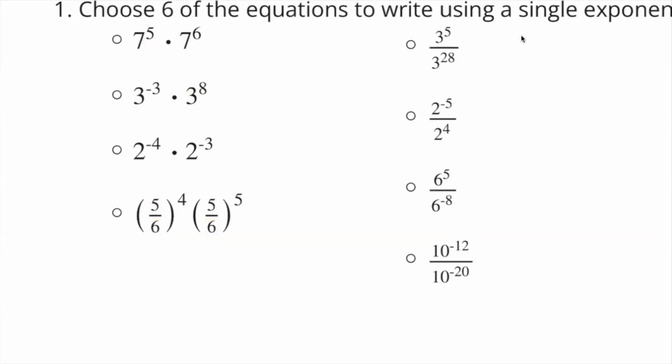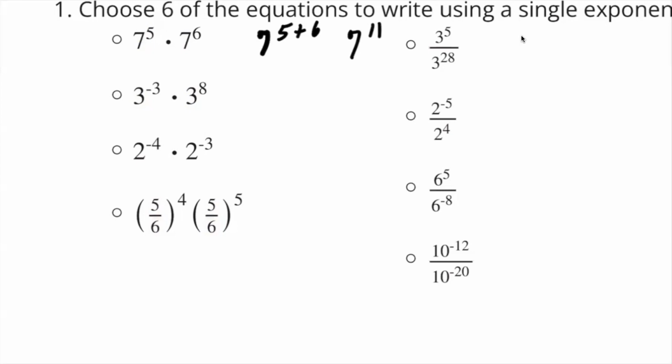Okay, 7 to the 5th times 7 to the 6th, we have the same base. When you multiply terms with the same base, you add the exponents. So this gives us 7, and I'm going to change this briefly to the 5 plus 6, all up in the exponent, and that is the same as 7 to the 11th power.